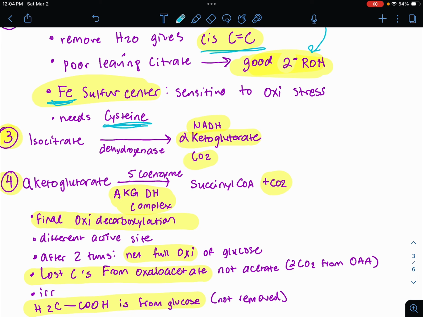Step 3, we have our isocitrate, our R-isocitrate. We're going to be using the isocitrate dehydrogenase to do oxidative decarboxylation. When we do this, we're going to be making our NADH. We're also going to be making the product alpha ketoglutarate, and we're also going to make CO2 from that dehydrogenase.